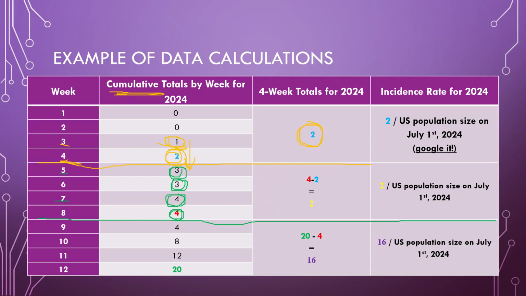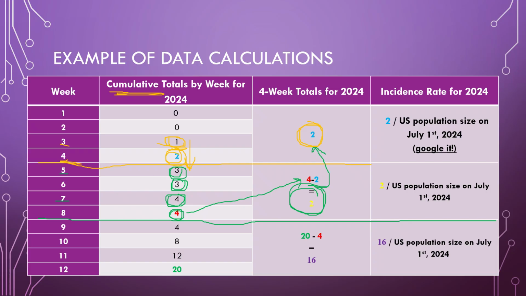So what we're going to do to figure out how many new cases there have been, we're going to take this number at the end of week 8, and we are going to subtract the number from the previous week. So we have 4 minus 2, and that gives us 2 new cases in the second 4-week period.